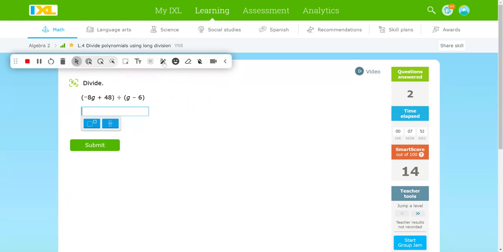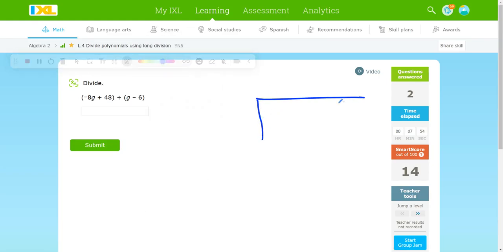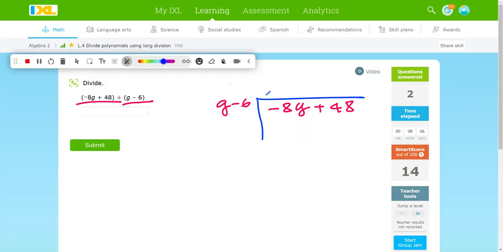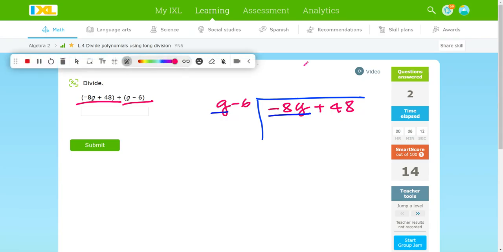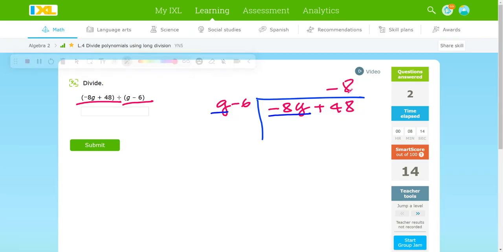I draw down this notation, this marking. g subtract 6 should be over here, and then subtract 8g plus 48 over here. Same thing, I take negative 8g divided by g. It should come out at negative 8. Now I multiply them back. Negative 8 times g and then negative 8 times negative 6.